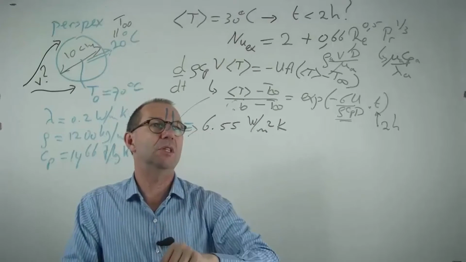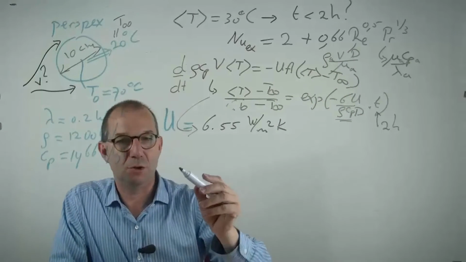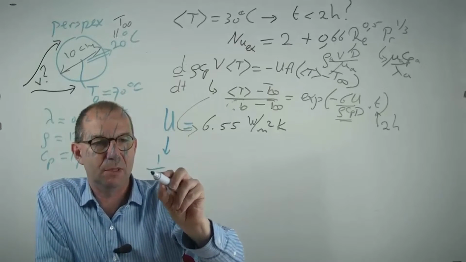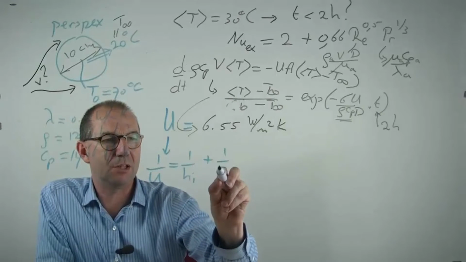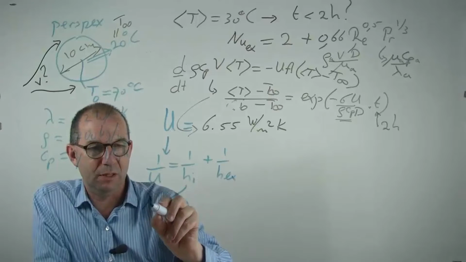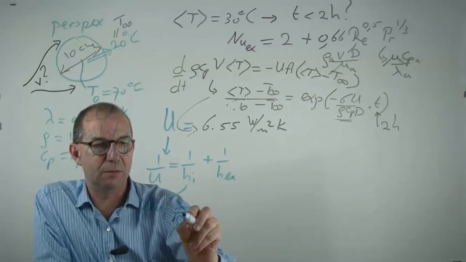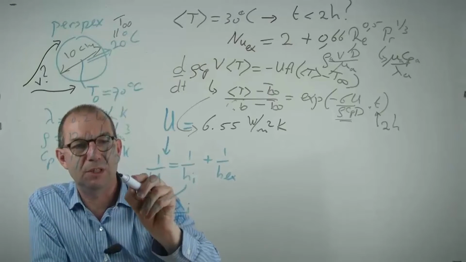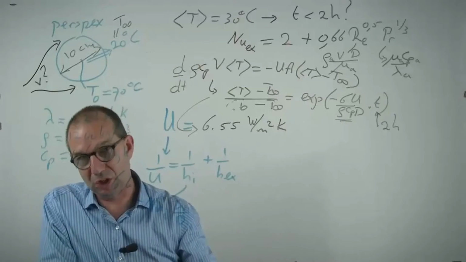Okay, but I don't need to know U, I need to know the velocity, which is still embedded. So now I'm going to spell out that this U is connected to the resistances, an internal plus an external. The internal is written as Nusselt internal times lambda over d, from the material. And this Nusselt, we know, is 6.6, unsteady heat conduction inside a sphere.